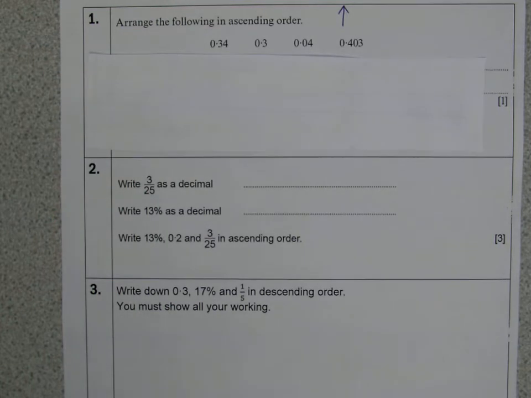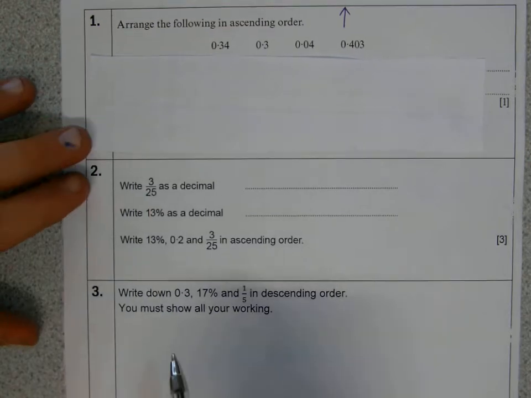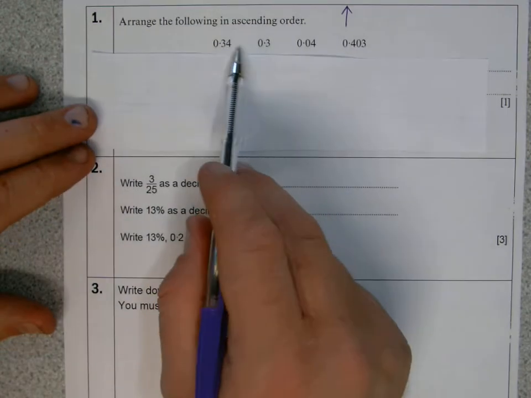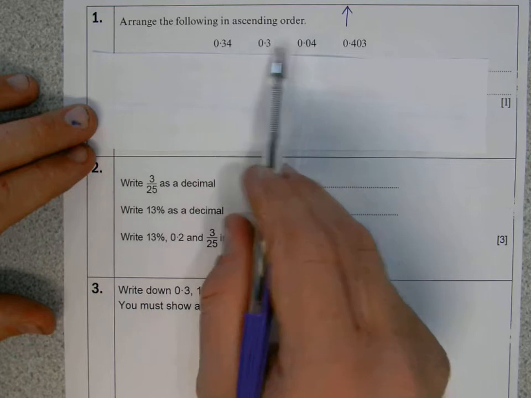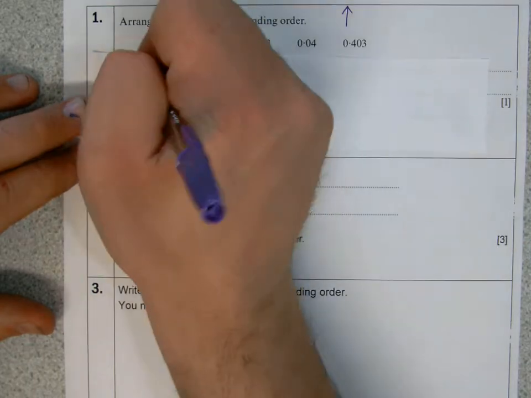Okay, arrange the following in ascending order. Now, ascending order means to go from small to large. So you start off with the lowest one, and then we slowly increase. The best way I find to do this is to line these numbers up, so that the decimal points are aligned.